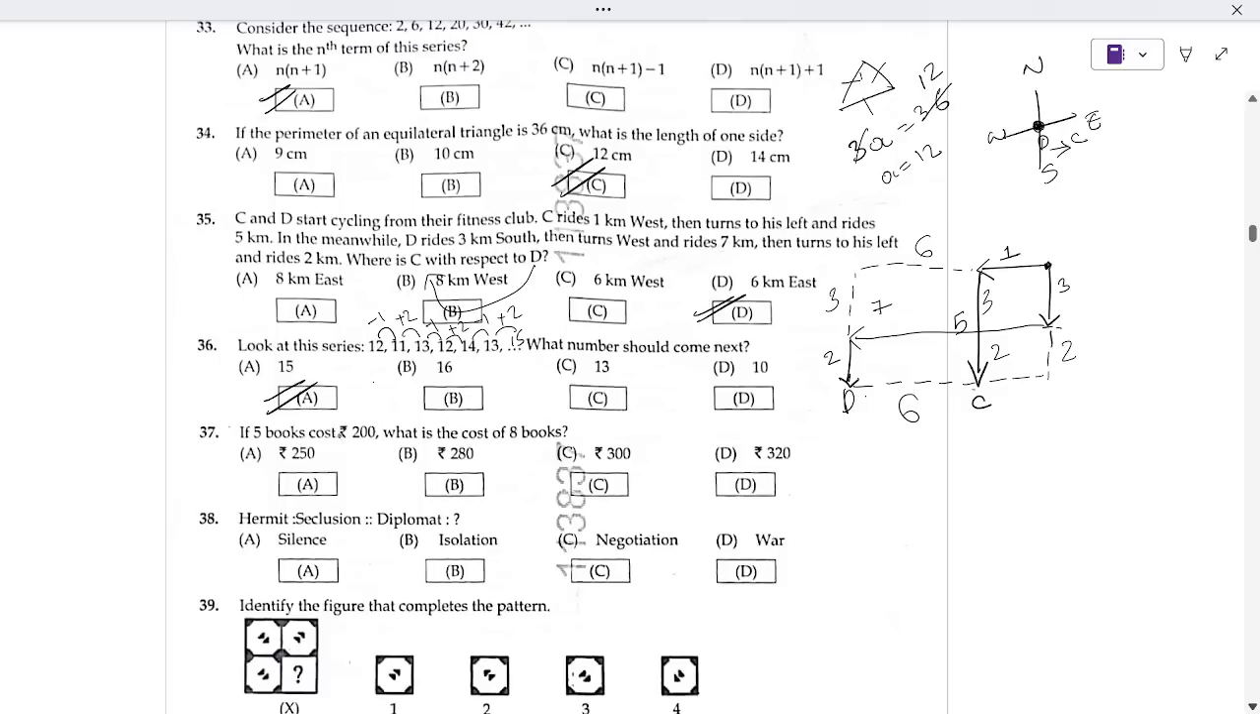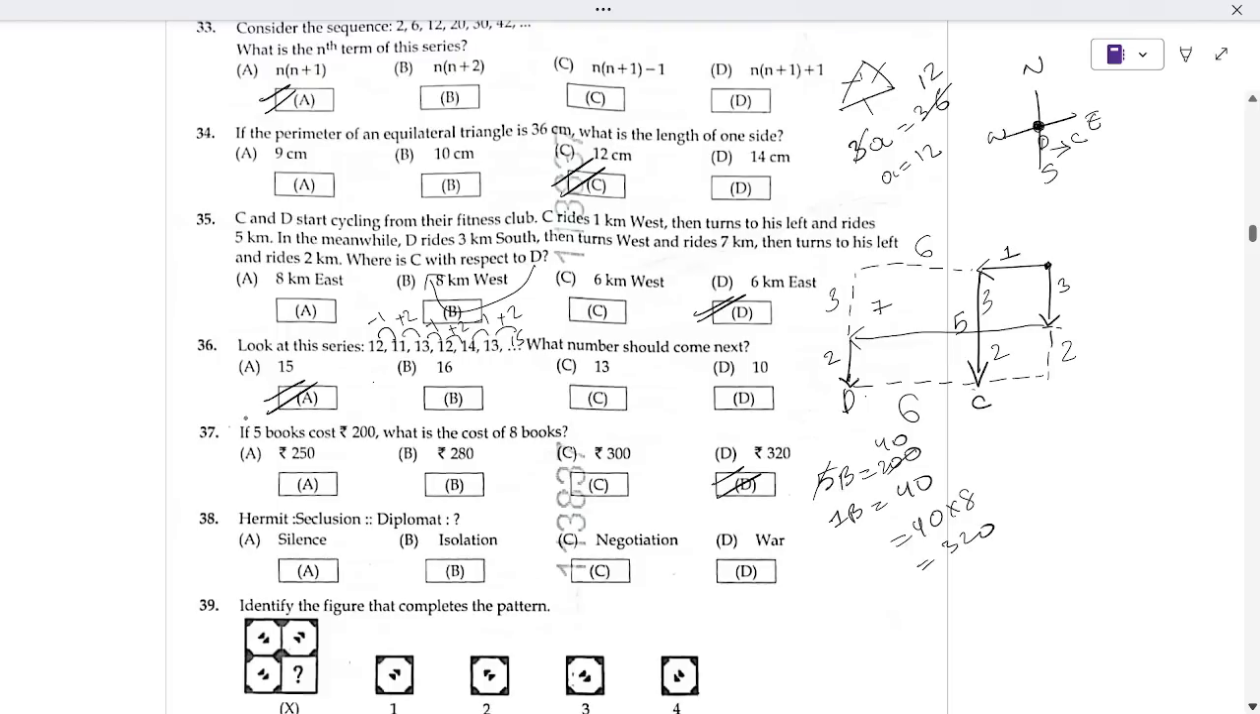Next one. 5 books cost 200 rupees. That means 5 books is equal to 200 rupees. So 1 book will be 40 rupees, because 5 times 40 is 200. So if 1 book is equal to 40, they are asking us to find 8 books. So 8 books will be what? 40 into 8, which is 320. So 320 is the answer.